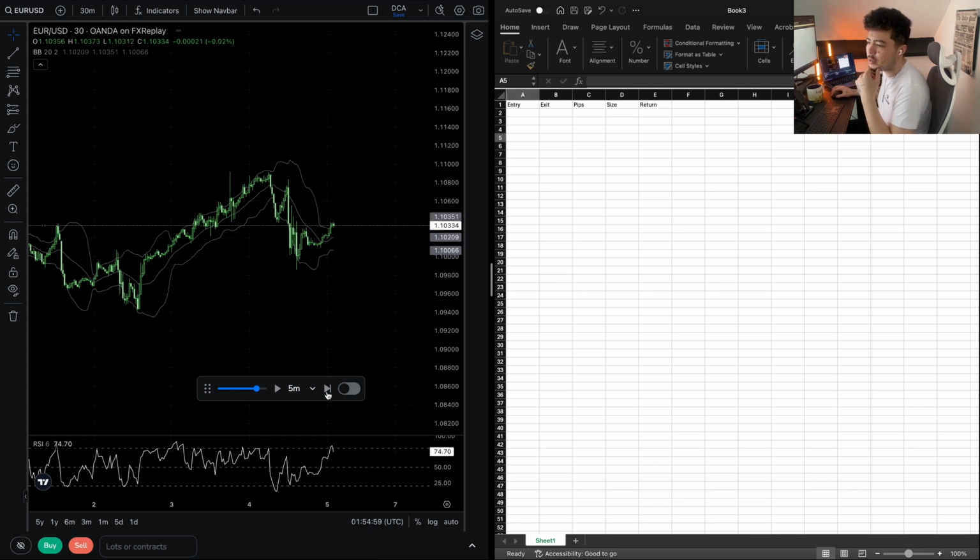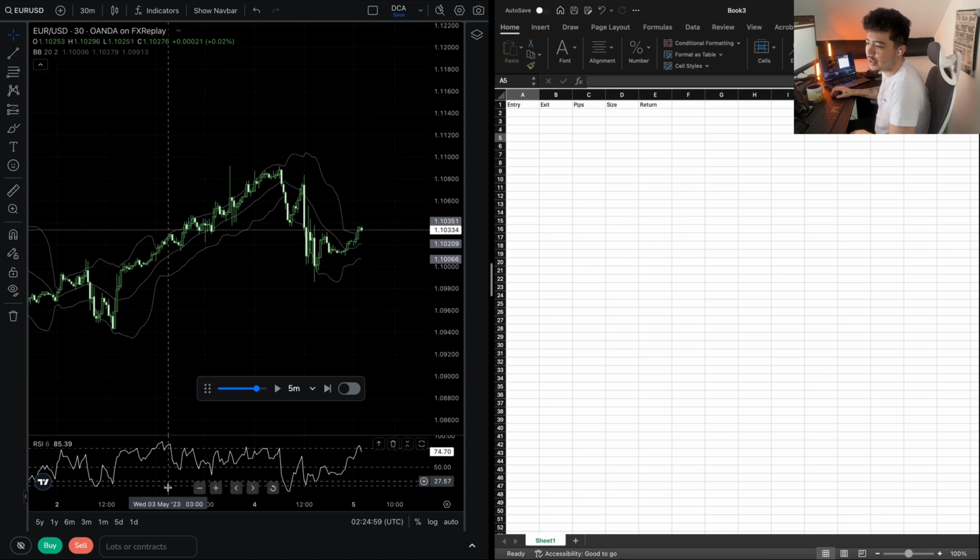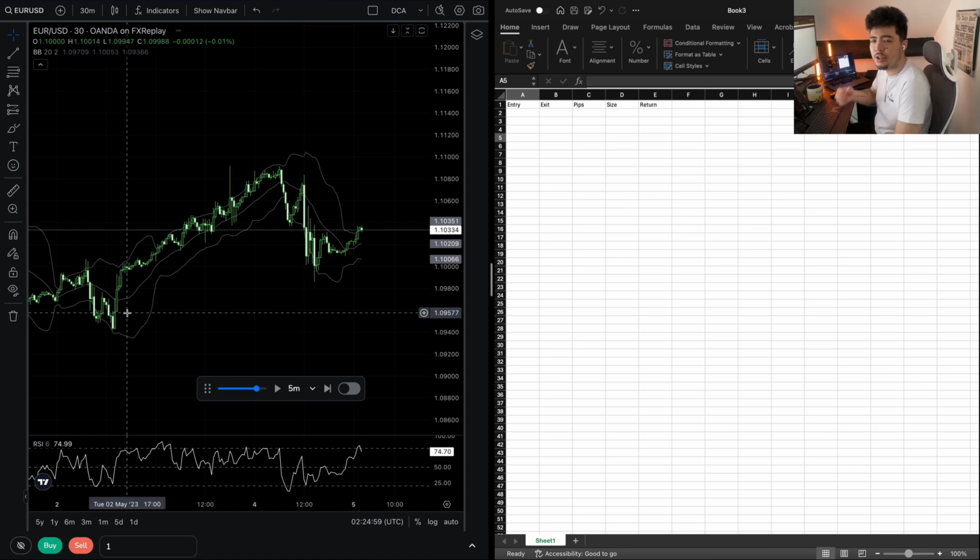That brings me on to the next thing, which is position size. So I'm actually going to enter here. I set this account to about $100,000. I like to use 0.01 per $1,000 in the account. So if there's $2,000, I'd use 0.02. If there's $5,000, 0.05. If there's $100,000, I would use one lot.